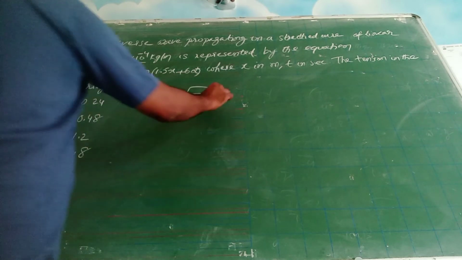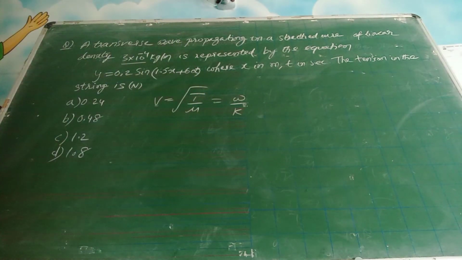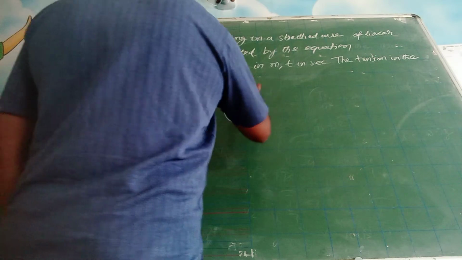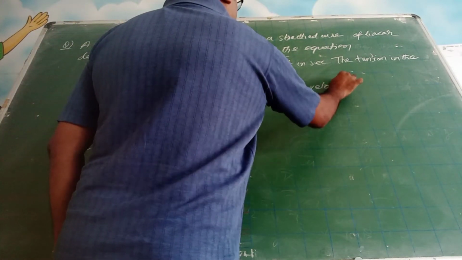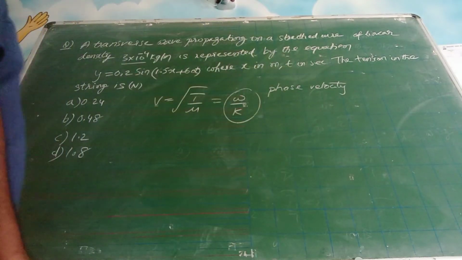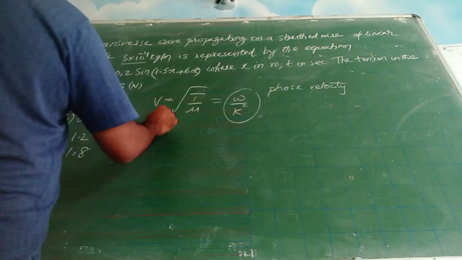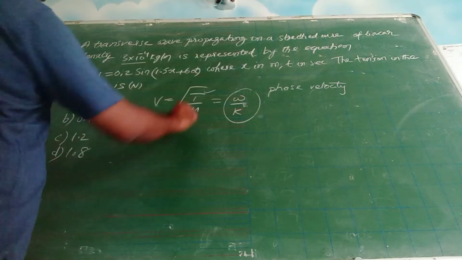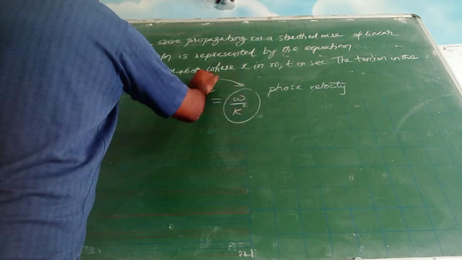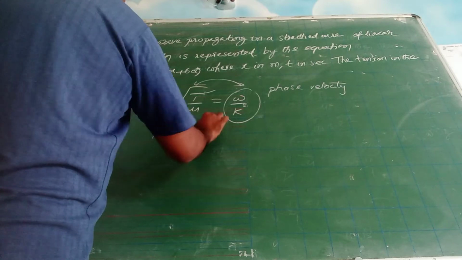There is one more definition. It is equal to omega upon k. This portion is called phase velocity. Okay, just remember that. Derivation not required. So here, what are we supposed to find? We have to find the T. So squaring both sides, equate these two. So it will be omega by k whole square into mu.